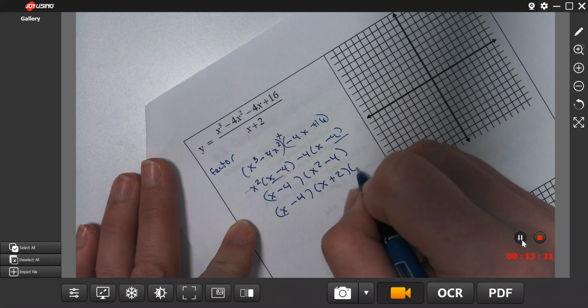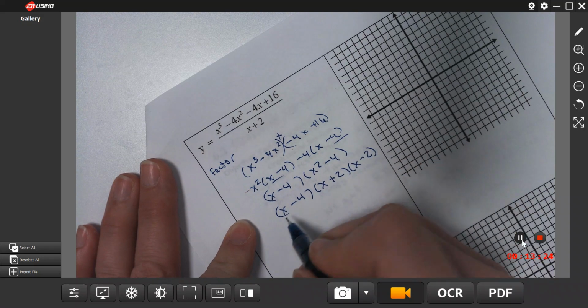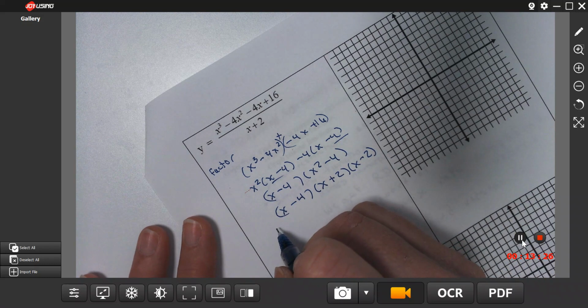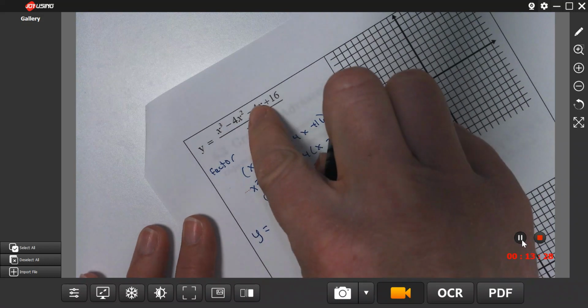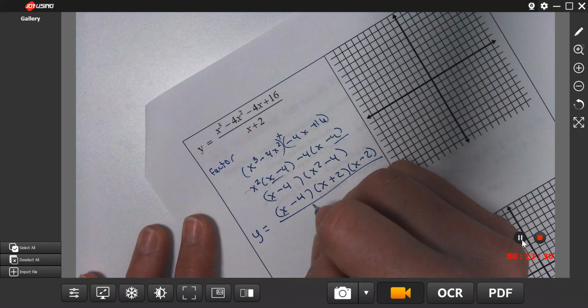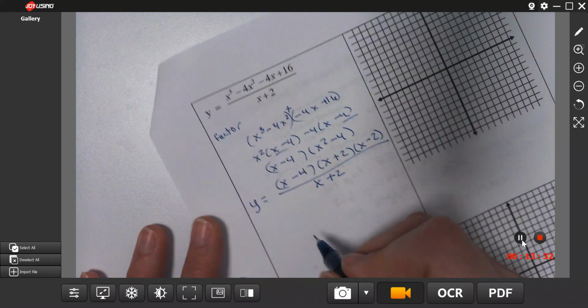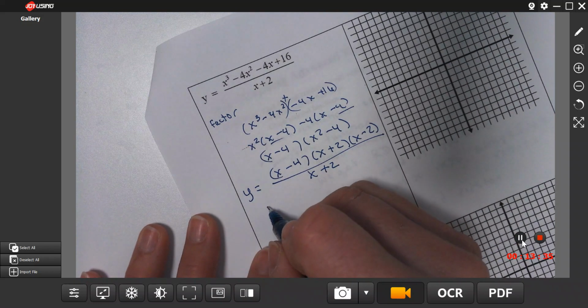So that factors into x plus 2 times x minus 2 because it's the difference of squares. Great, we factored it. And now I'm going to put it back here in factored form. So the denominator was x plus 2. So at this point, I'm going to check for domain restrictions.